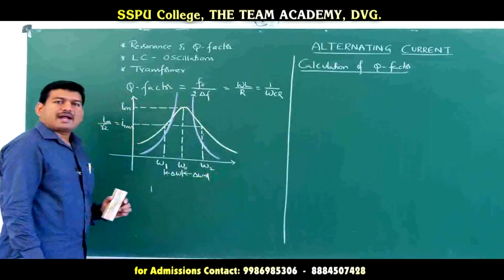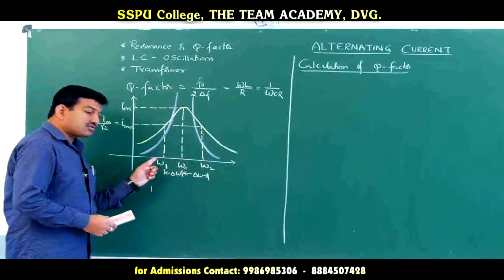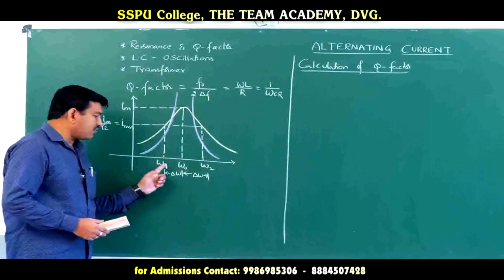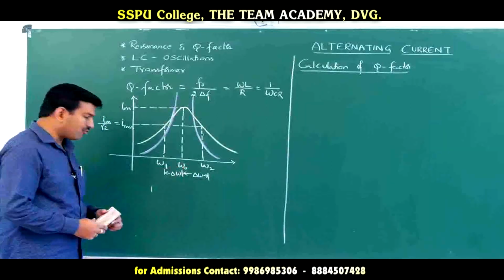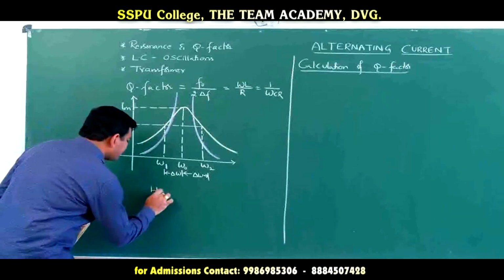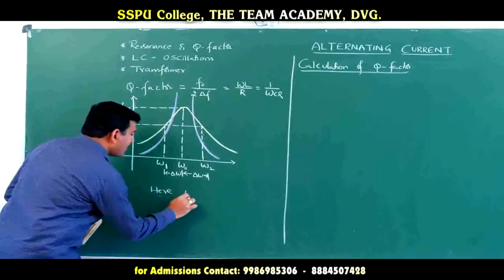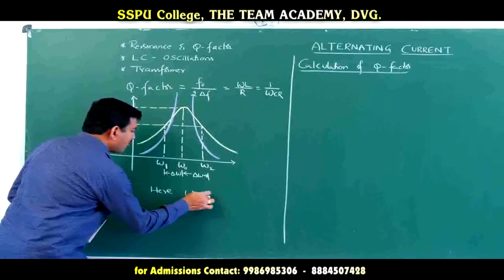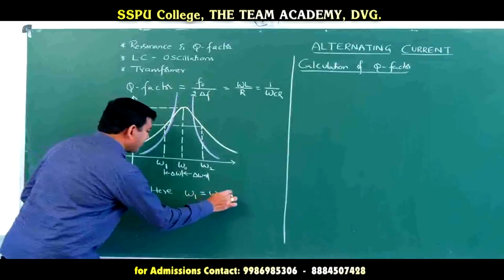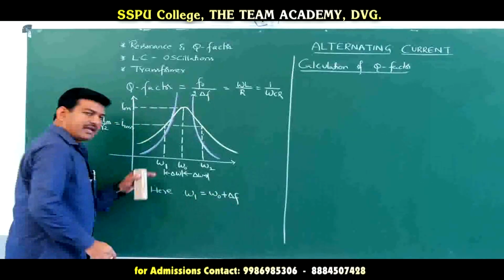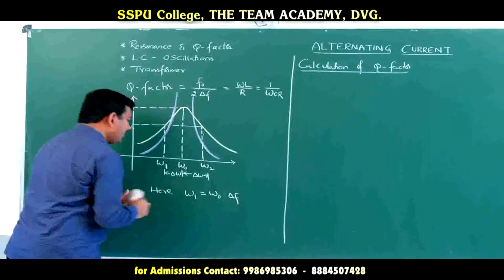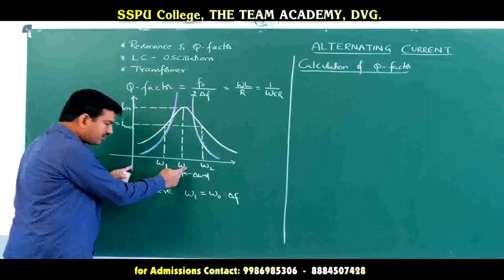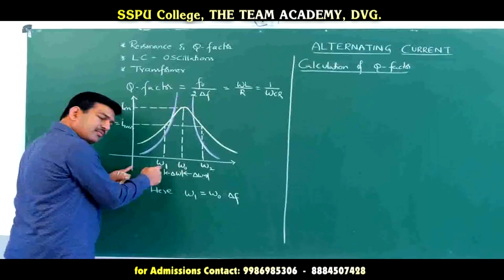Then, what is the bandwidth? Omega 2 minus omega 1 is the bandwidth, which is equal to delta omega plus delta omega, that is equal to 2 delta omega. So here what I can say, omega 1 can be written as omega naught minus delta omega. Yes or no? From here to here it is omega naught, and from here to here it is omega 1.